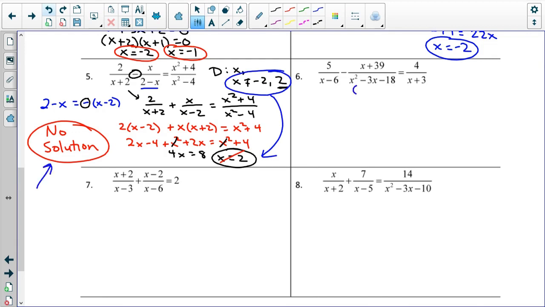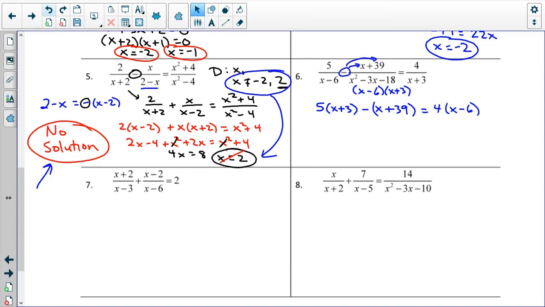Problem 6, if I factor x squared minus 3x minus 18, that's x minus 6 times x plus 3. So what I'm going to do is multiply everything by what's missing. So I have 5 times x plus 3 minus x plus 39. I'm going to put that in parentheses because this negative will get distributed to both parts, equals 4 times x minus 6. Before I go too far, I should probably write down what my domain is. All x except x cannot equal -3 or +6.